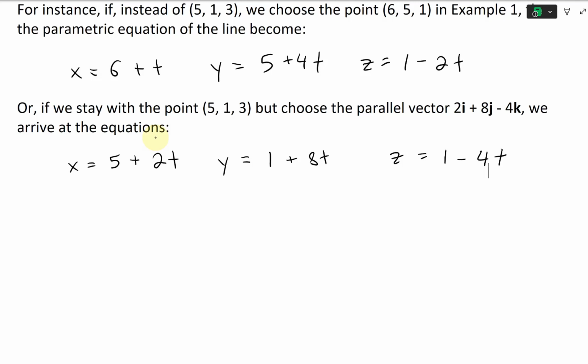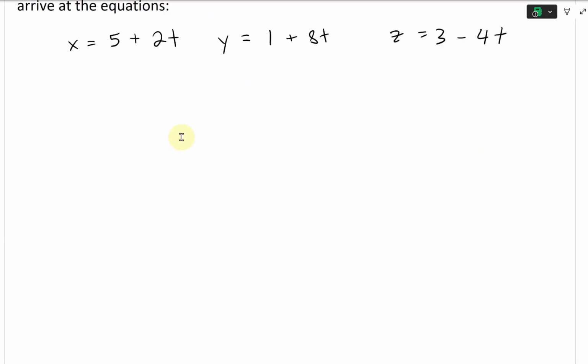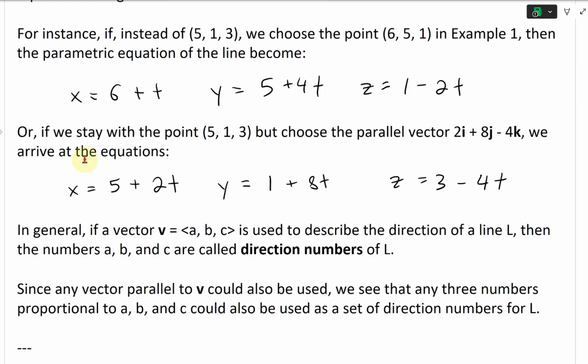Actually, whoops, that's the 1 over there. This is 3, so z is 3 minus 4t. In other words, these all represent the exact same line, because this is another parallel vector and there's another point on that line already. So we get the same line, just different equations for it.